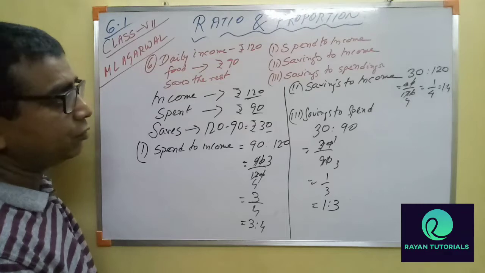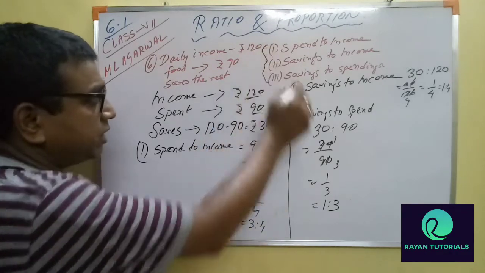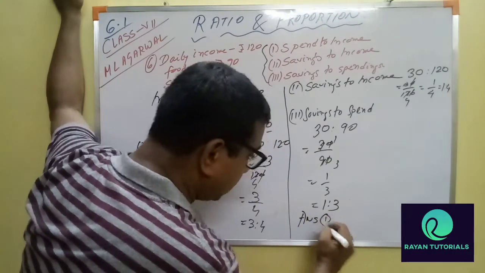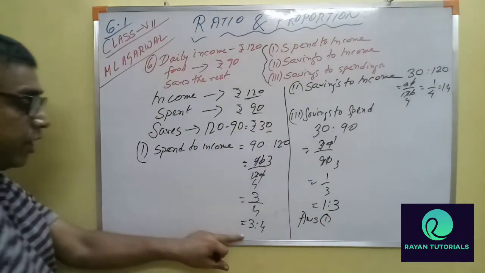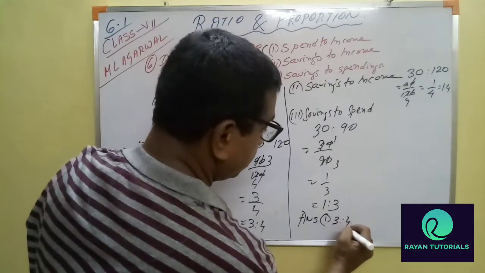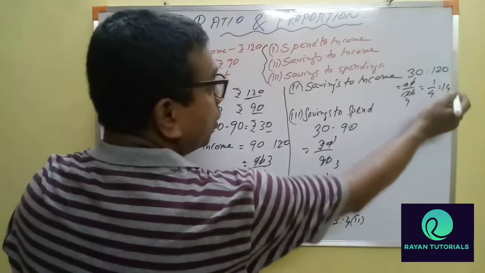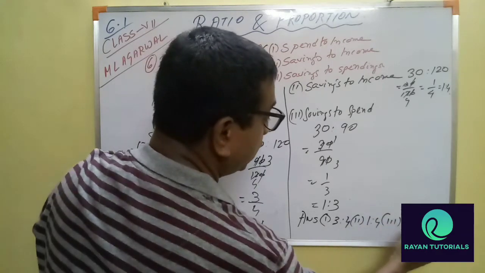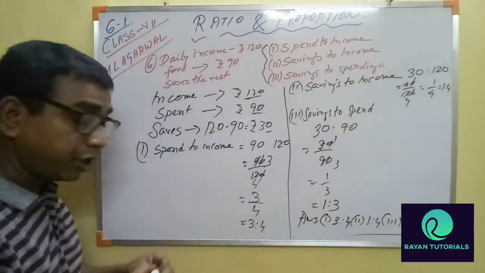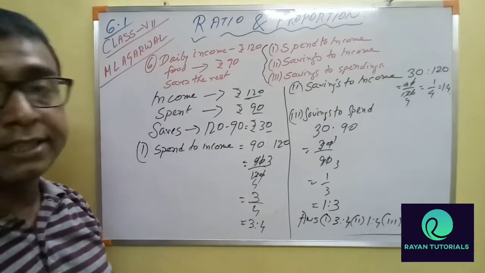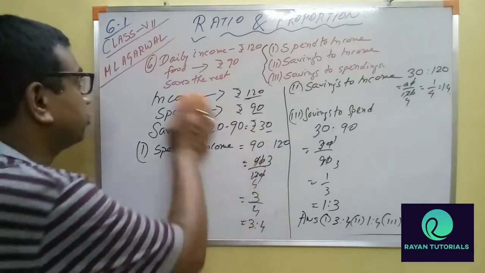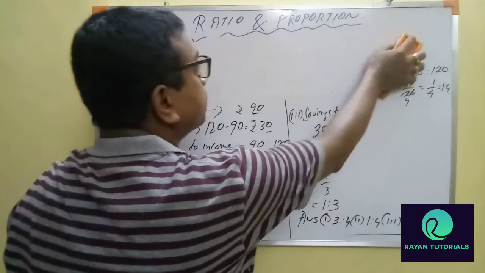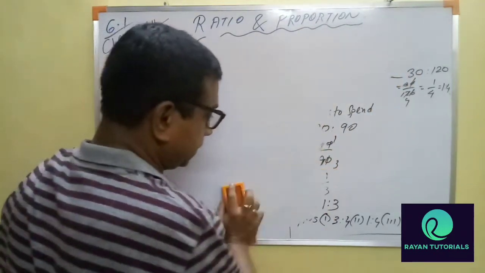When writing the answers, when you will find sub questions like these, then always write the answer also in that form. So answer number 1, 3 is to 4. Number 2, 1 is to 4. And number 3, 1 is to 3. I can assure you, no one can cut or deduct a single mark from you. Clear? Okay. Next.